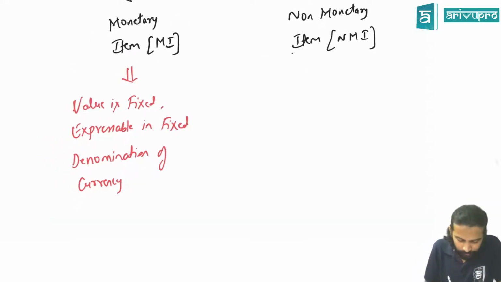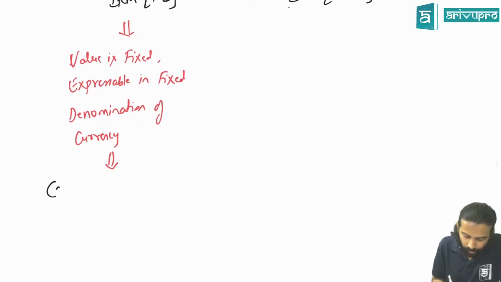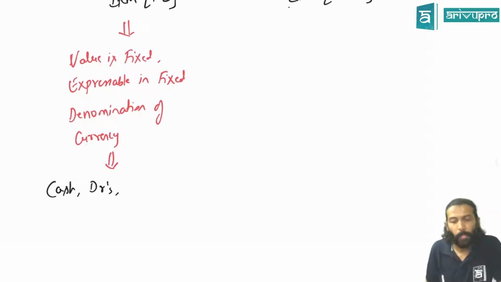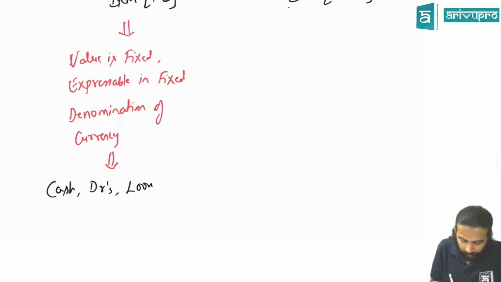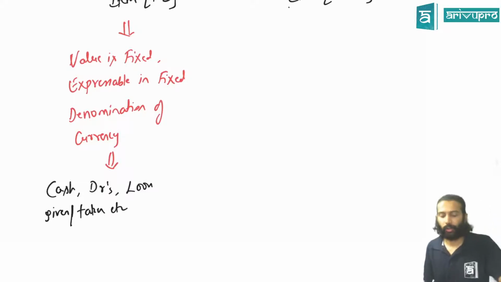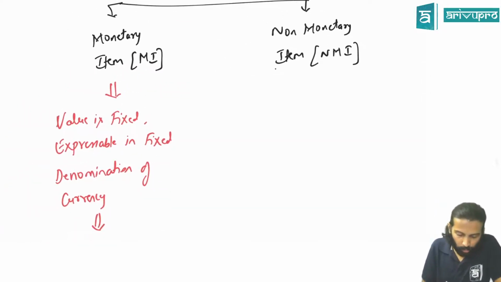Examples could be debtors, cash first only. Cash is a monetary item. Your debtors, or you can show off and write financial asset debtors. So cash or debtors or loan taken, loan given, etc. All these are monetary items. Okay. Then we'll come to non-monetary items.